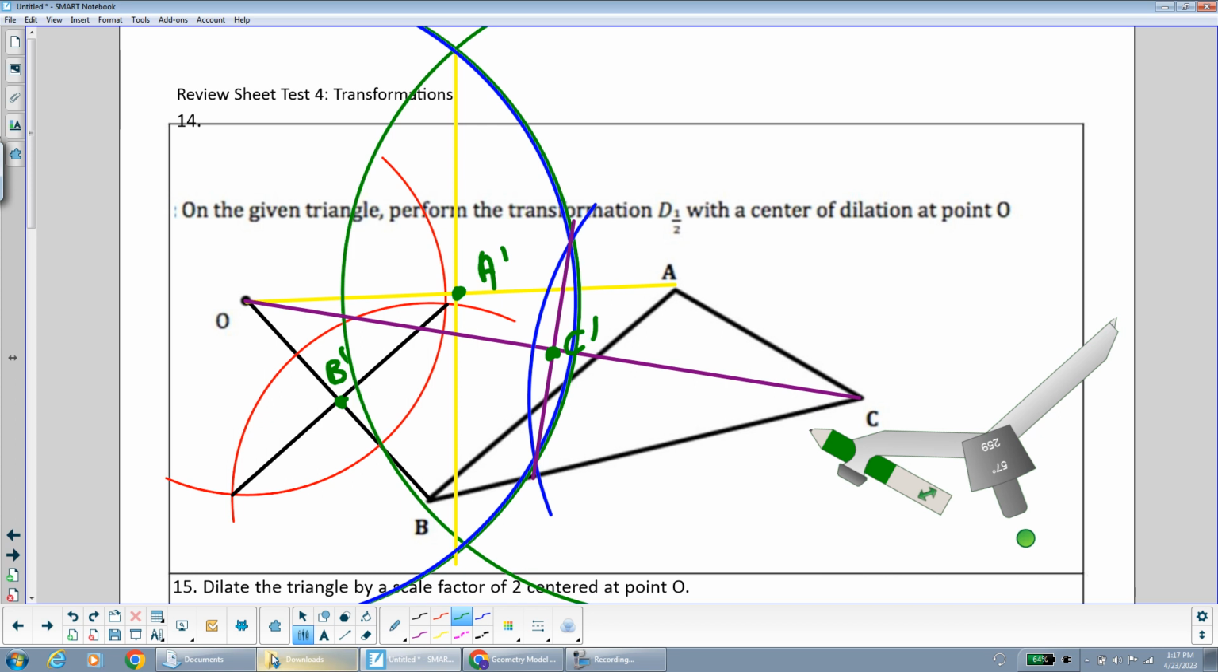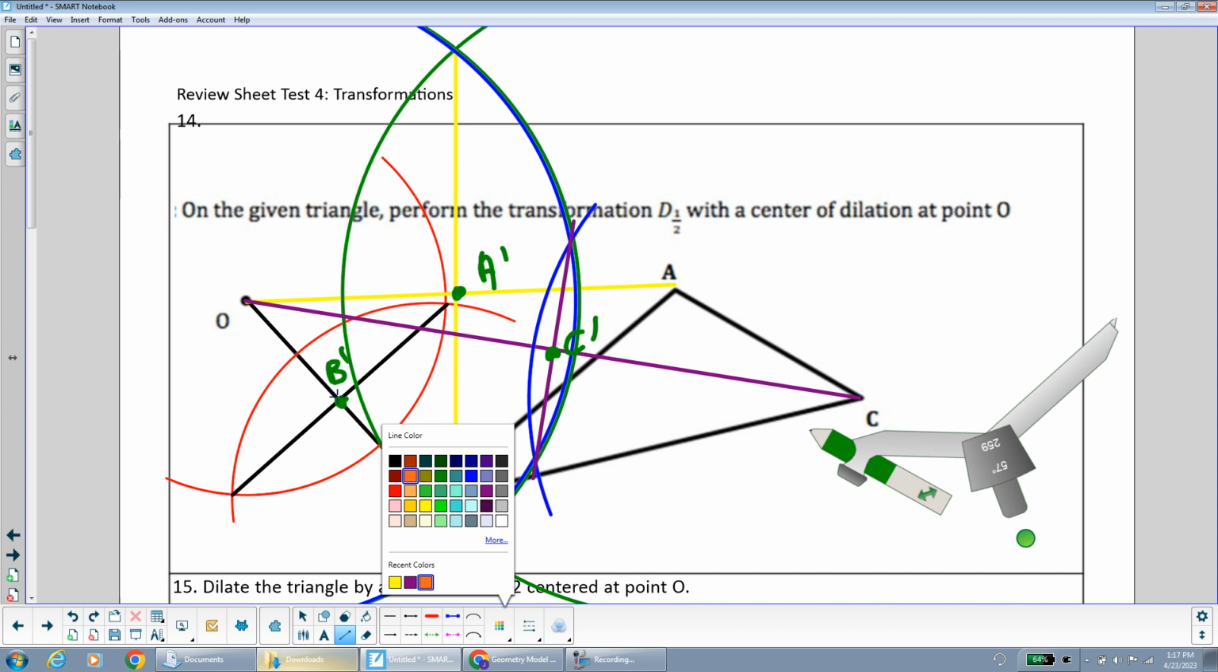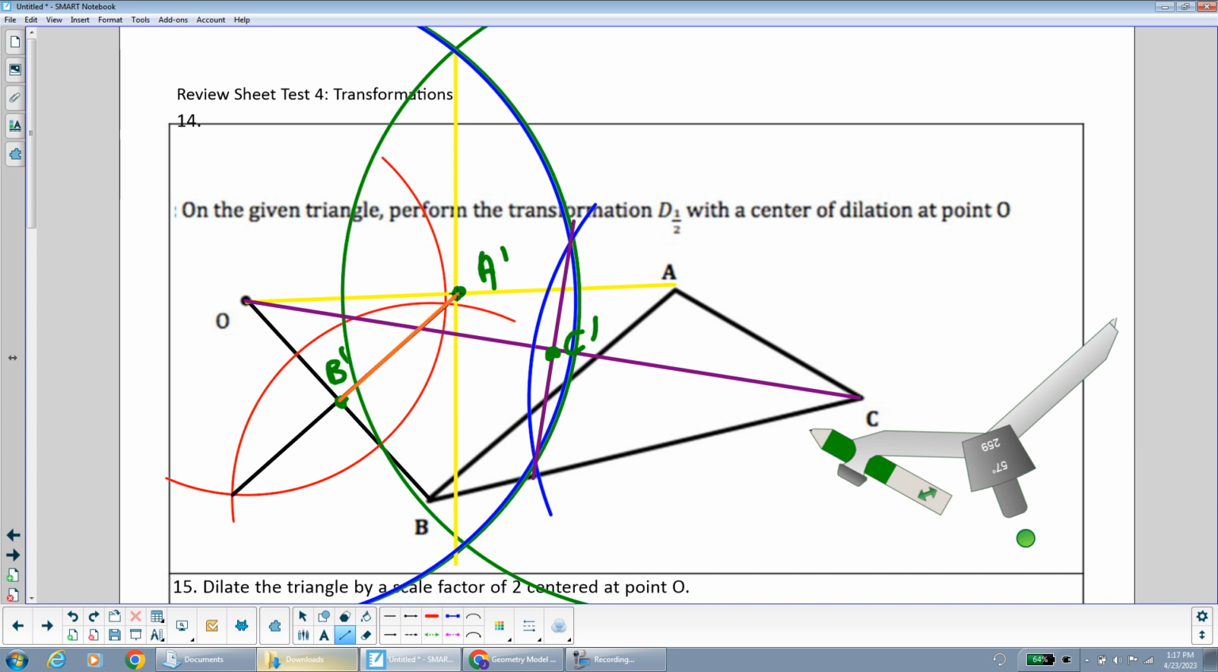Okay, it's kind of messy. So I'm just going to take a totally different color, I don't know, orange, and I'm going to connect all of my image points. So the dilated triangle is in orange, and notice how it is half the size of the original.